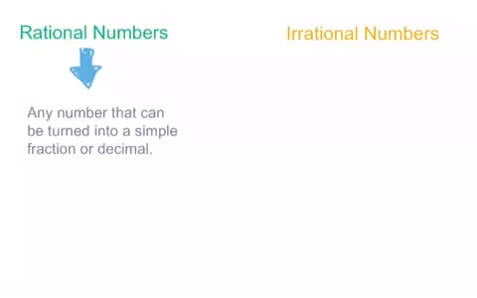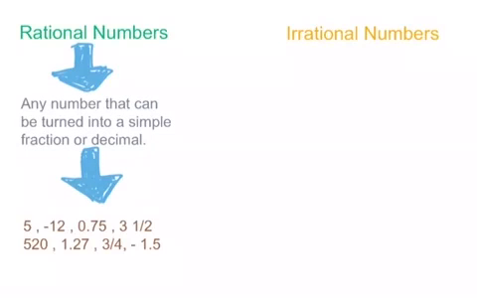And when we look at examples of a rational number, we can come up with a lot of them. But I listed a couple: 5, -12, 75 hundredths, 3.5, -1 and 5/10, 520, and we can just go on infinitely. But this is any number that can be turned into a simple fraction or decimal. And we know there are a lot of them. Almost every number we can think of is a rational number. All right. Well, then what is an irrational number?